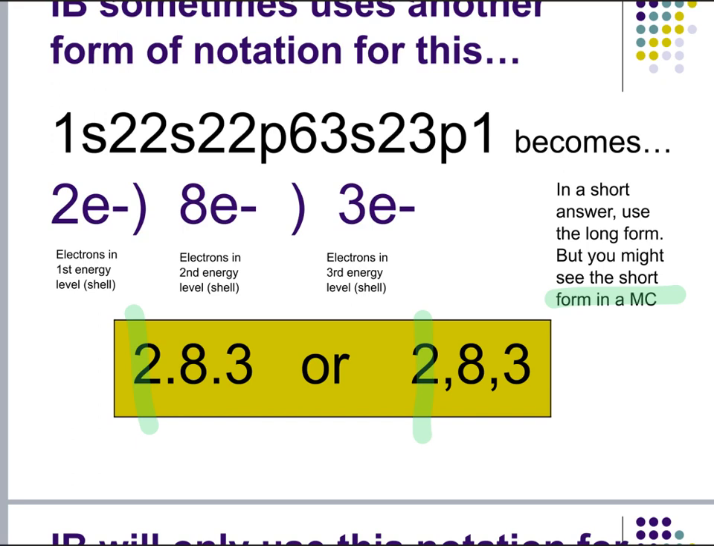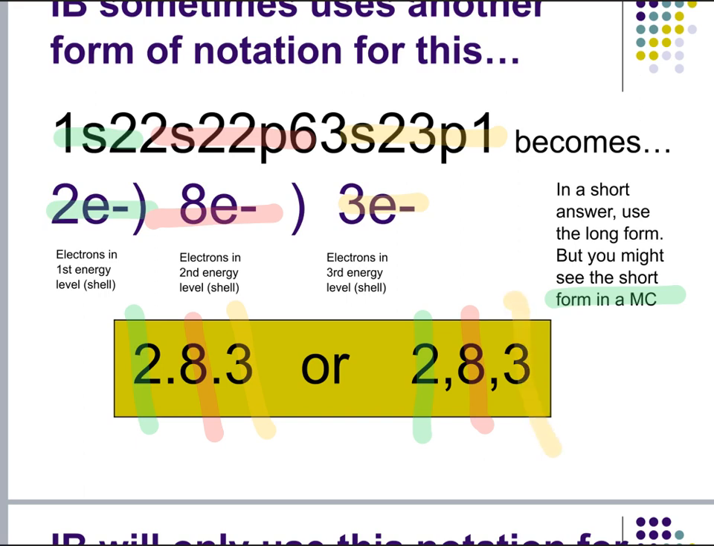So the first 2 would represent the 2 electrons that are in the 1s orbital. Then if I looked at the second energy level, it would have 2s2 and 2p6, a total of 8 electrons. So I can show that 8 electrons fulfill the second energy level. Then in the third energy level, for this example, it's just 3s2, 3p1, which would total only 3 electrons. So now I know I have 3 electrons in my third energy level.